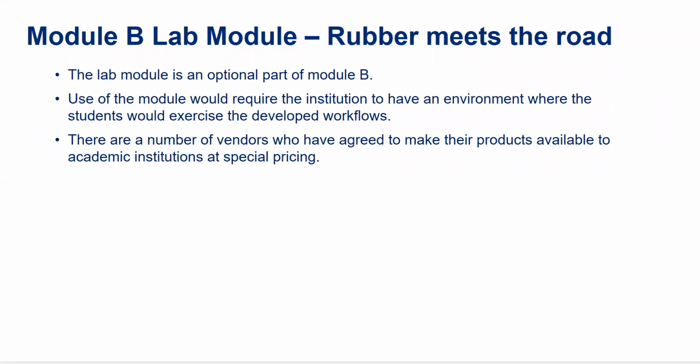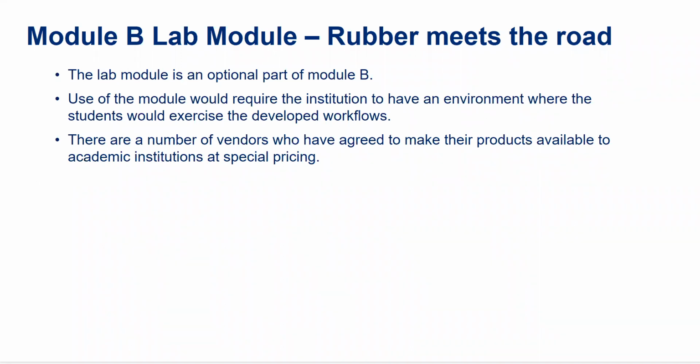And then the lab module, we call that where the rubber meets the road. It's an optional part of module B. You don't have to have it. And the use of the module does require the institution to have an environment where the students could exercise the developed workflows. So that presumes an environment where you have differing products that at least mimic endpoint security, network security, differing response-type activities.